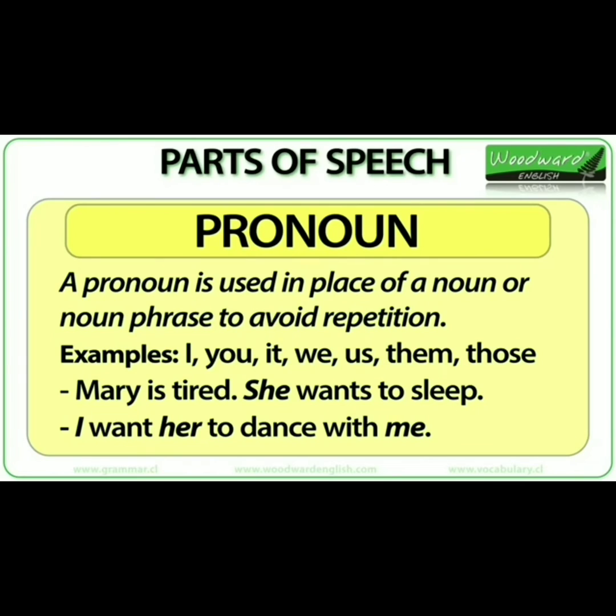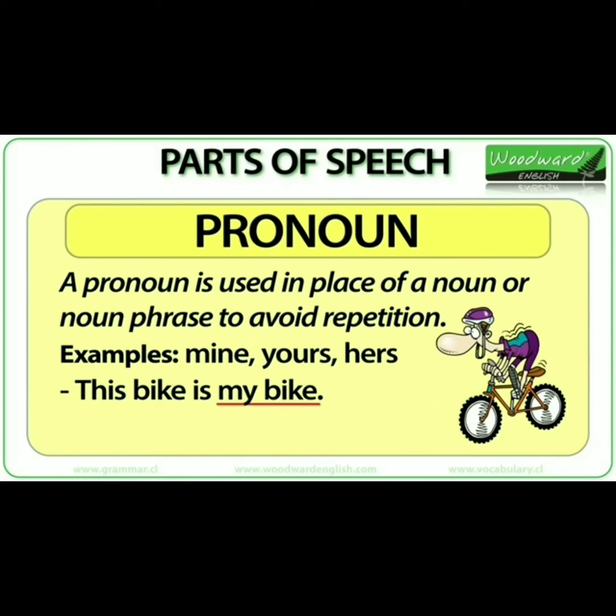You see, I want her to dance with me. Here I is the subject pronoun, her is the object pronoun, and me is also an object pronoun. Now here in place of her, instead of using any woman's name, here it is used her. So, I want her to dance with me. To avoid repetition, we are using a pronoun here.